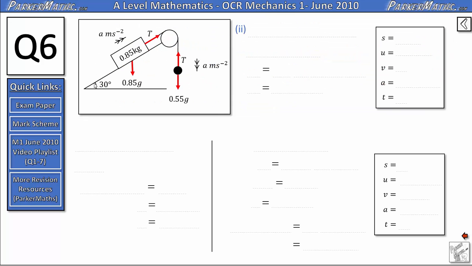So back to our original force diagram, this is what we've got before the particle P hits the ground. So we're going to do some calculations before it hits the ground, and then we're going to re-evaluate the situation once P has hit the ground.